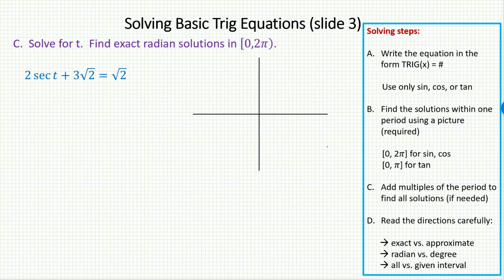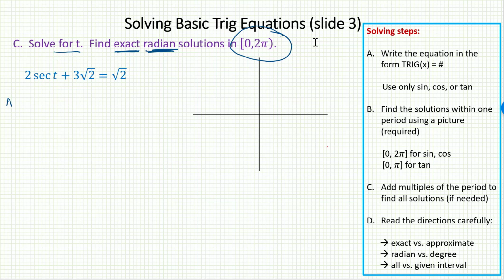Solving basic trig equations, part 3. We want to solve for t. We want exact answers, no calculator. We're working in radians. And this time, we're not finding all the solutions, just the ones in the interval 0 to 2 pi. Notice 0 is a possible answer, 2 pi because of the parentheses is not.